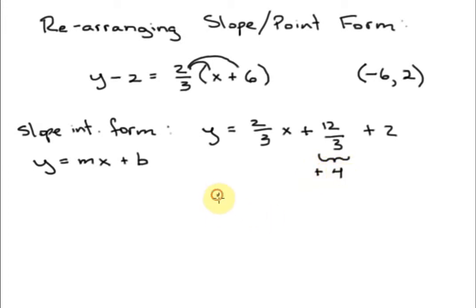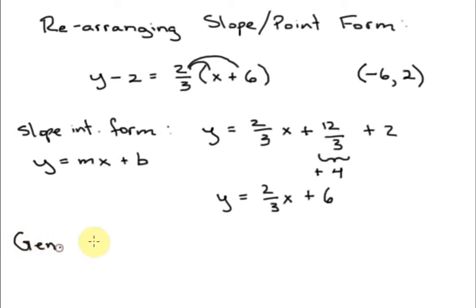So in slope-intercept form, there isn't much more to do here. All I got to do is take the +4 and the +2, put it together, and that's +6. So there it is in slope-intercept form. Now suppose I wanted to keep going and I wanted to put it into general form.